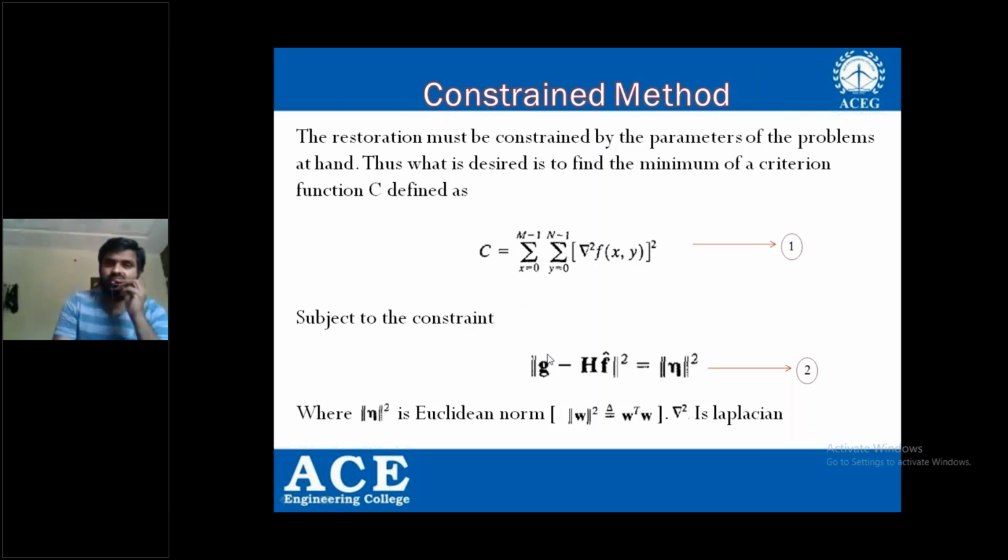Subject to the constraint, that is G minus H F cap. Just as in the previous Wiener filtering and inverse filtering, we have seen G minus H F cap. That G minus H F cap is called the error. That error square equals eta square. What is that eta square again? In fact it is not eta, it is n square. That n square is the norm. What do you mean by norm? The norm can be calculated by using this relation, a simple matrix multiplication. As I have said, it is a simple algebraic method, right? And we know that delta square is the Laplacian, right?